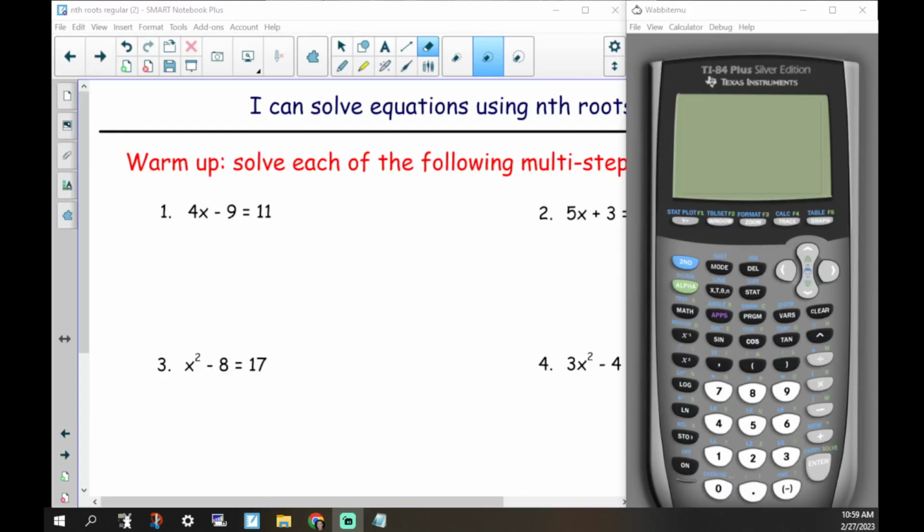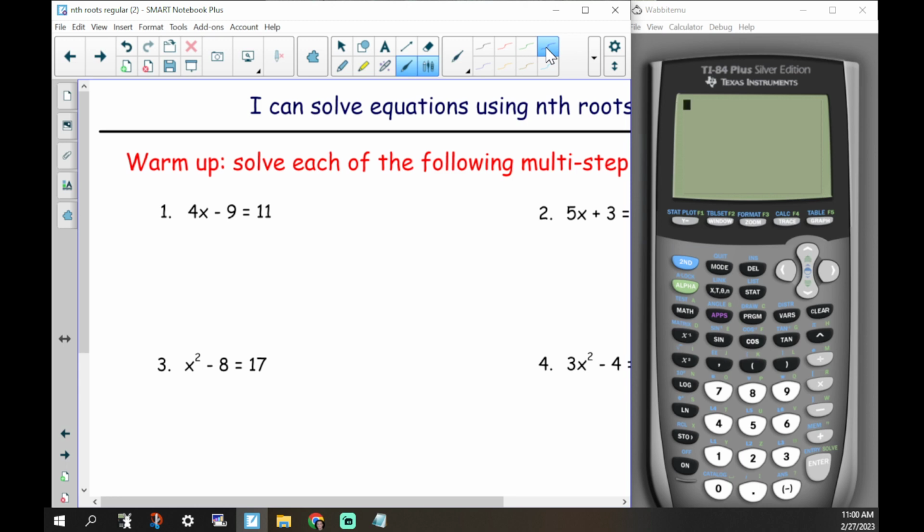All right, so we're going to be doing solving equations using nth roots, and we're going to start with a warm-up. We're going to jump right into it and look at the first problem, 4x minus 9 equals 11. All this will come together and relate to what we've been previously doing this unit. So, let's just jump right in. We've got 4x minus 9 equals 11.